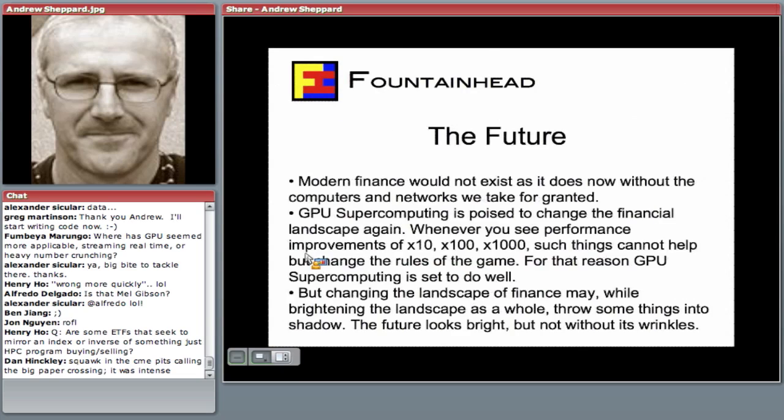So the future. Finance has come a long way with technology. Technology has been a driver in the business for many decades now. One thing I would say is with GPU supercomputing, providing some performance improvements of times 10, times 100, times 1,000, these speed ups are so significant, I feel, that they're going to change the rules of the game, both in good and bad. Good in the sense that, for example, moving risk to real time would be a huge advantage. Again, not looking like driving in your rear view mirror.